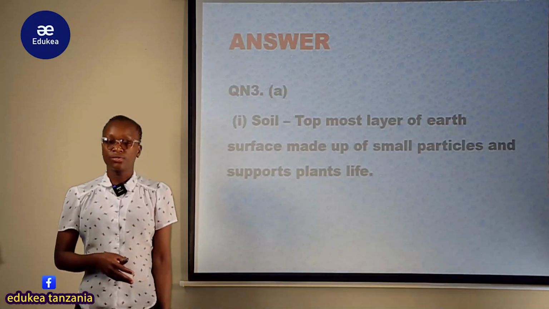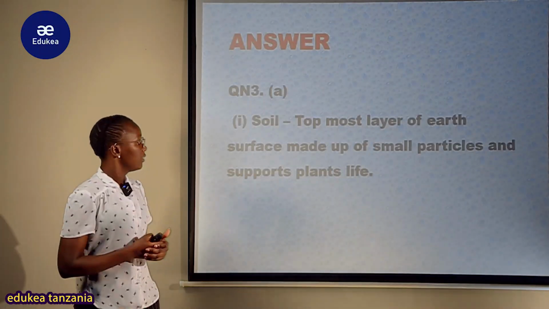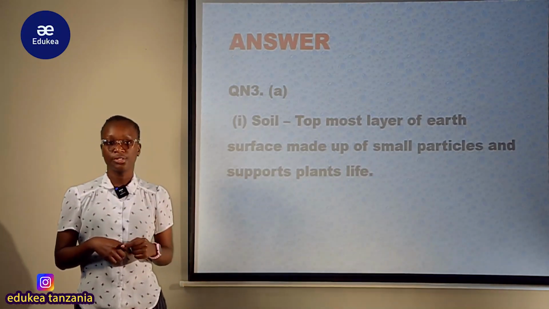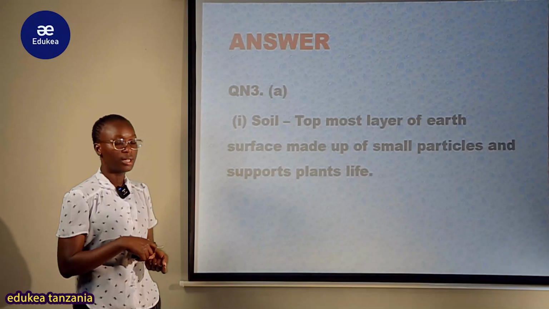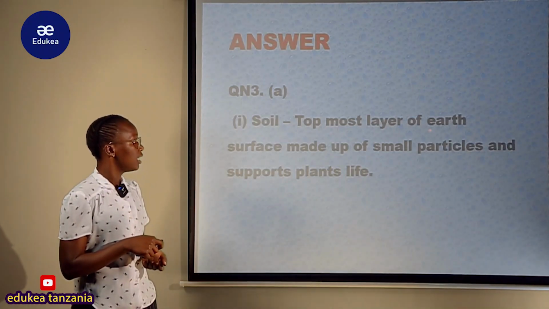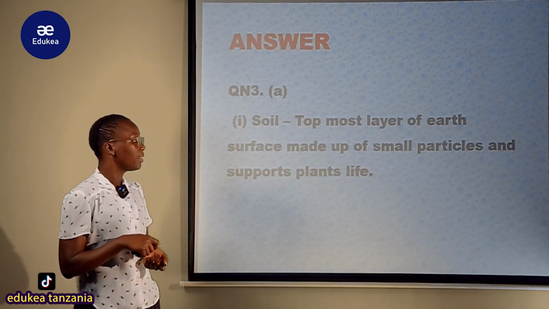Now let us see the answers. Starting with the question number 3A. The question number 3A, the student was required to define the terminologies. The first terminology was soil. Simply, soil is the topmost layer of the earth's surface made up of the smallest particle and supports plant life.